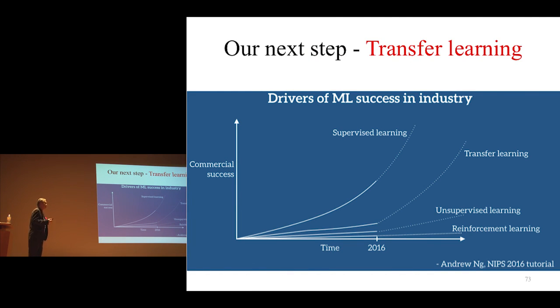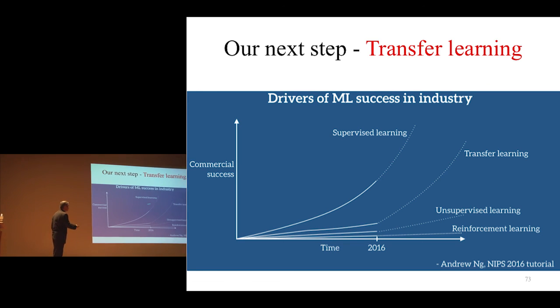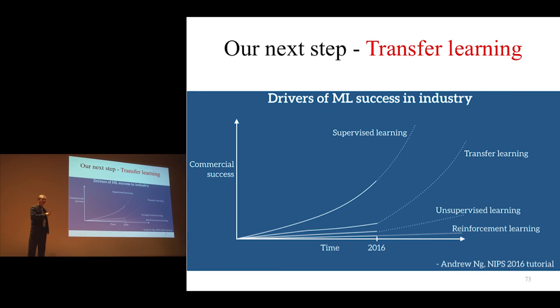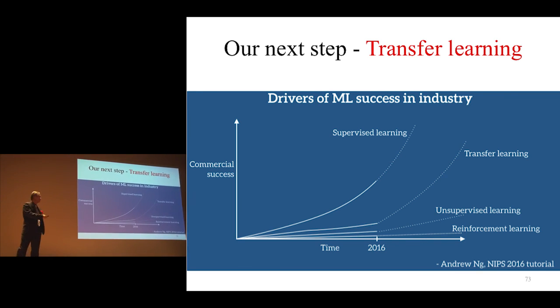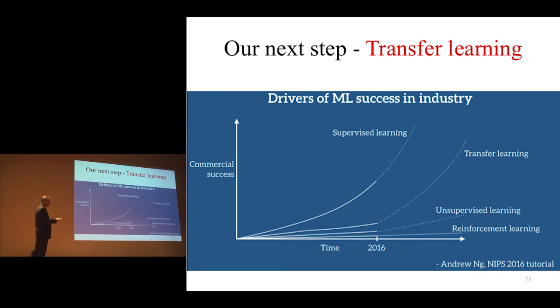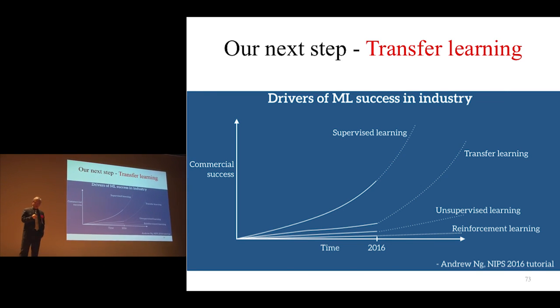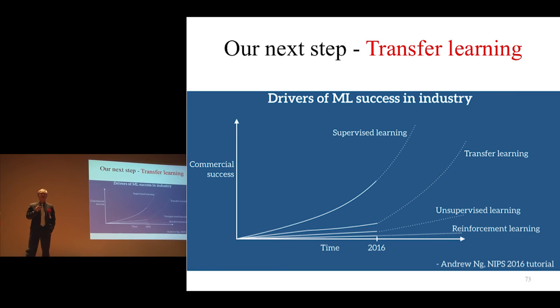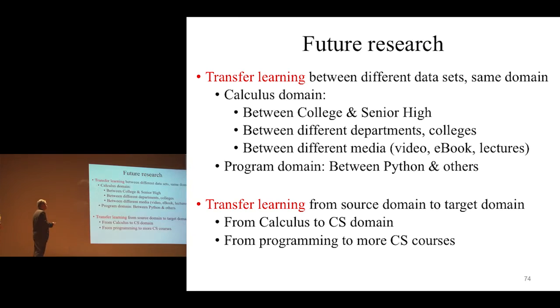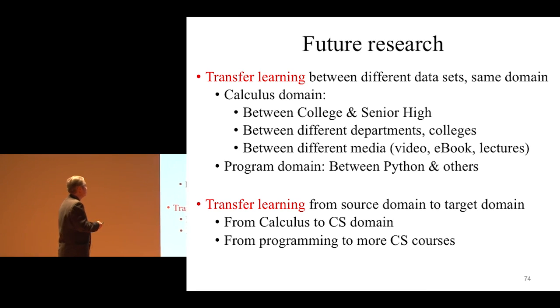Here is the trend of transfer learning. Traditional supervised learning is still very hot. Transfer learning is getting hotter and hotter. And for reinforcement learning, this one is from Andrew Ng, based on his saying. So transfer learning is quite a rising star, and we will put our emphasis on transfer learning in our future research.